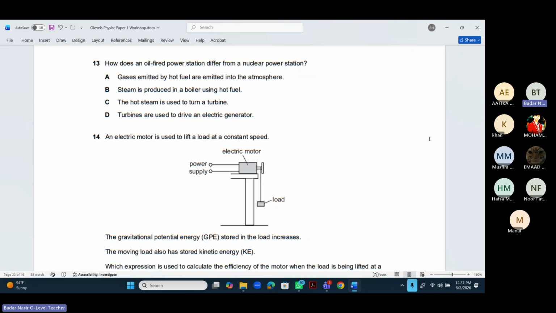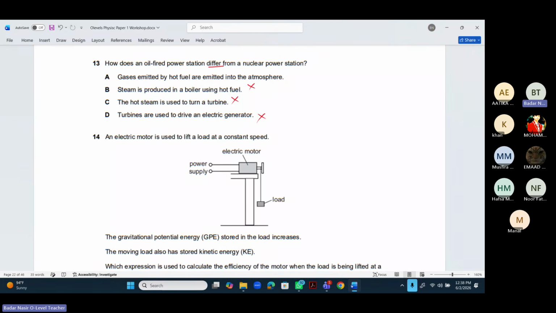ठीक है. अच्छा, steam is used in a boiler. सो स्टीम दोनों केसेस में यूज हो सकती है. तो उसने आपसे पूछा है कि ऑयल फायर्ड पावर स्टेशन और न्यूक्लियर स्टेशन में क्या फर्क है. Hot steam is used to turn a turbine. टर्बाइन दोनों के अंदर हम लोग रोटेट करवाते हैं. Turbines are used to drive an electric generator.